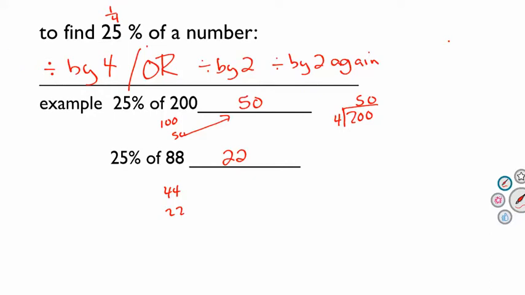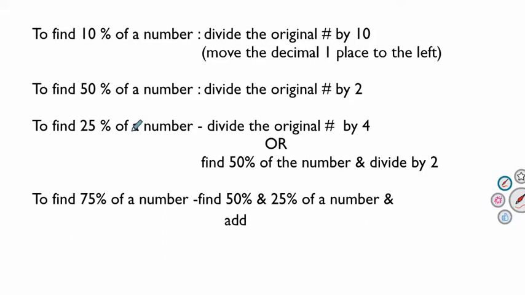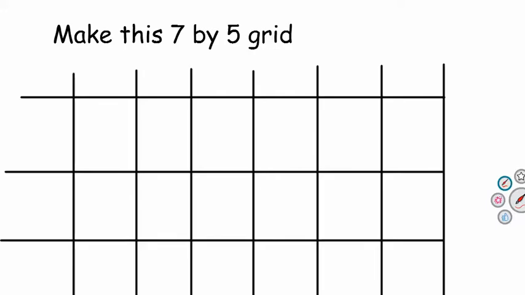Make sure you have all of these notes written down. This is the only one we did not talk about, finding 75% of a number, and we're going to talk about that in your chart down below. So let's look at the chart below.